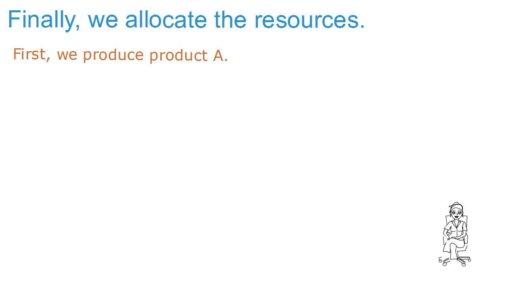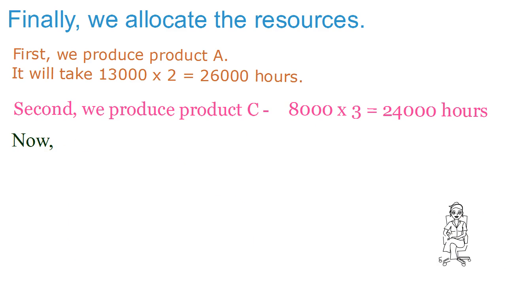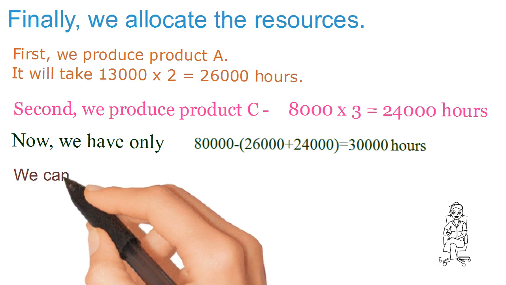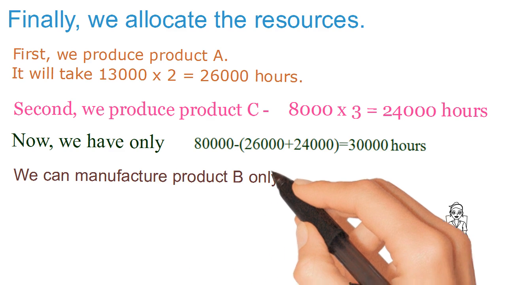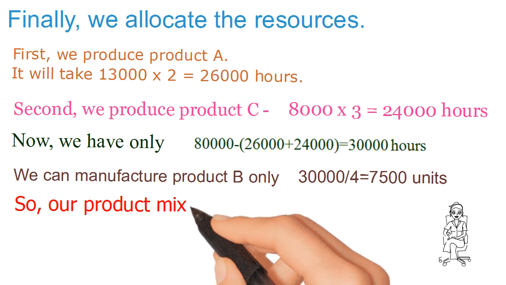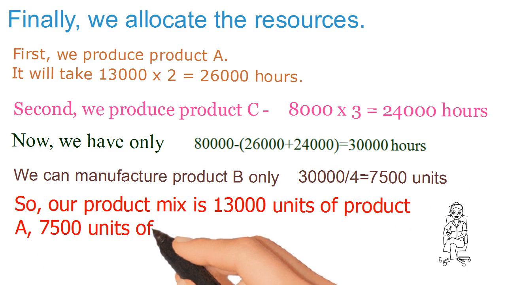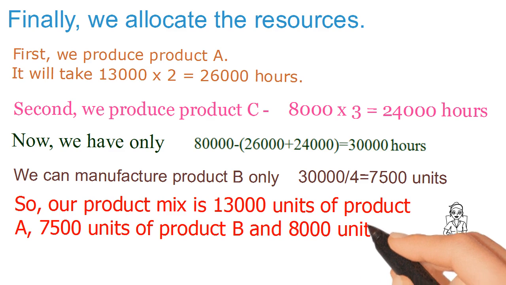First, we produce product A. It will take 26,000 hours. Second, we produce product C. Now, we have only the remaining hours, so we can manufacture product B only. So, our product mix is 13,000 units of product A, 7,500 units of product B and 8,000 units of product C.